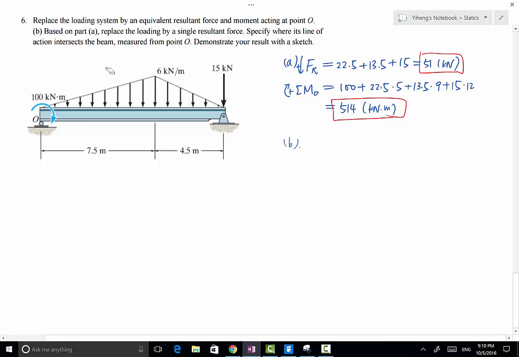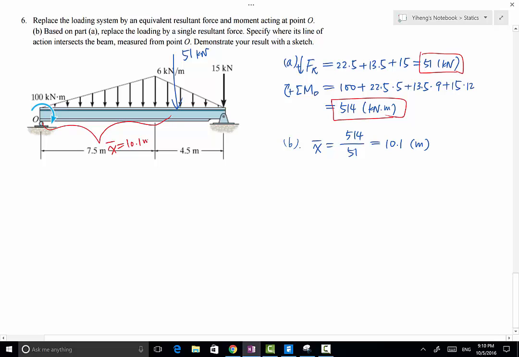So this 51 kilonewton force is now replaced somewhere so that it creates the same moment about point O that is 514. And we need to determine this x bar, which is simply the moment arm. And it can be determined by taking 514 kilonewton meter divided by 51 kilonewton, and that equals 10.1 meter.